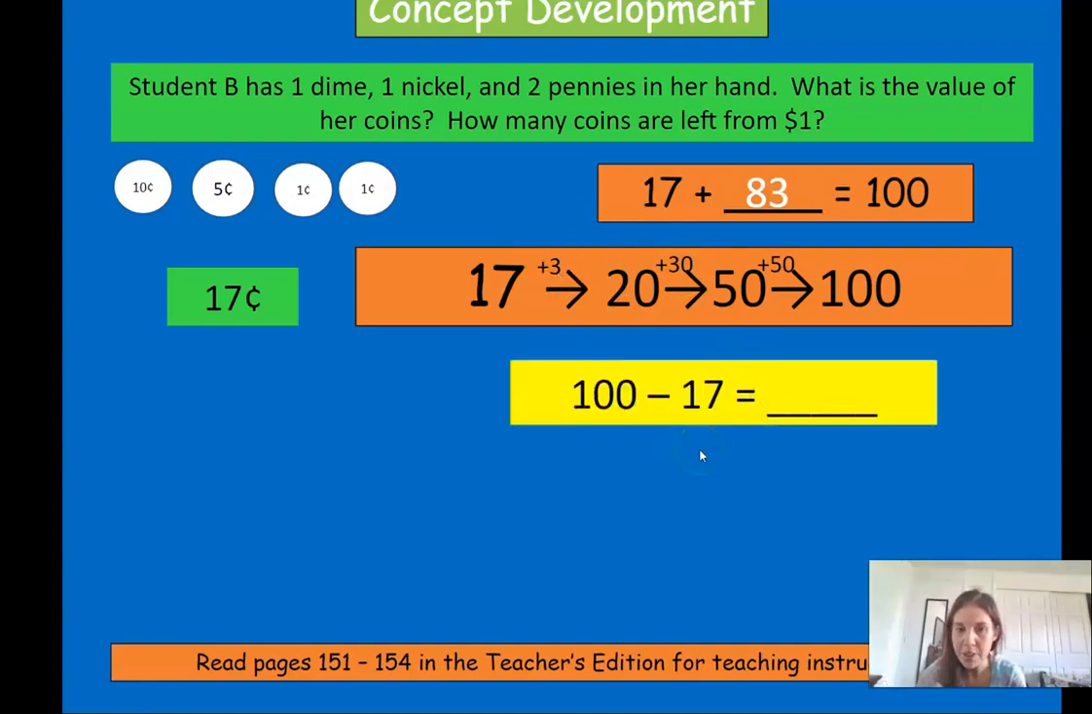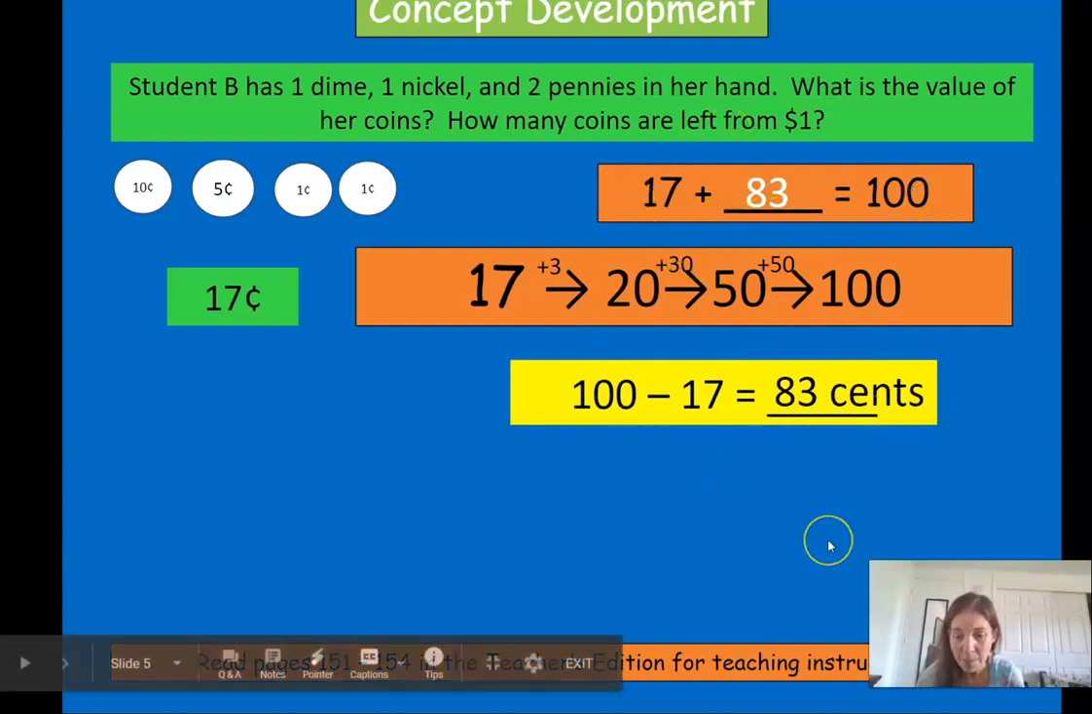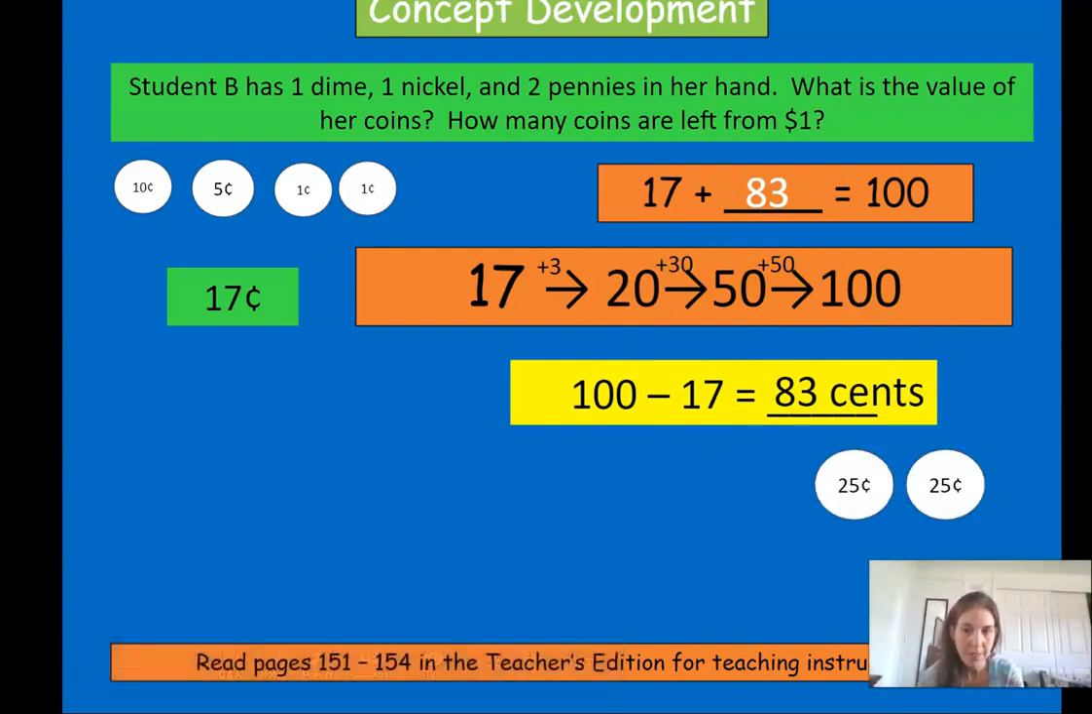We also could use a subtraction problem. We could say we know we have 100 cents and student B has 17 cents. So if we take away the 17 cents, how much are we left with? And that would be the amount that we're left with. So that would be the other option. It would be the same answer. So you can do it this way or this way. Personally, I find it easier to count up than to try to count backwards and subtract. 50, 60, 70, 80, 81, 82, 83.